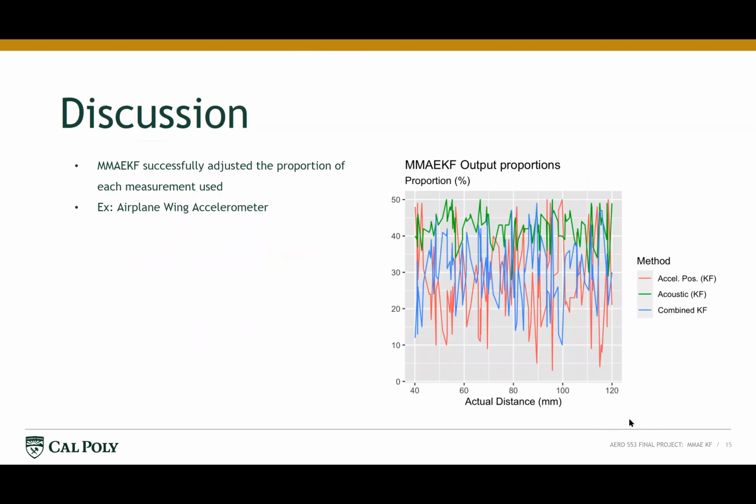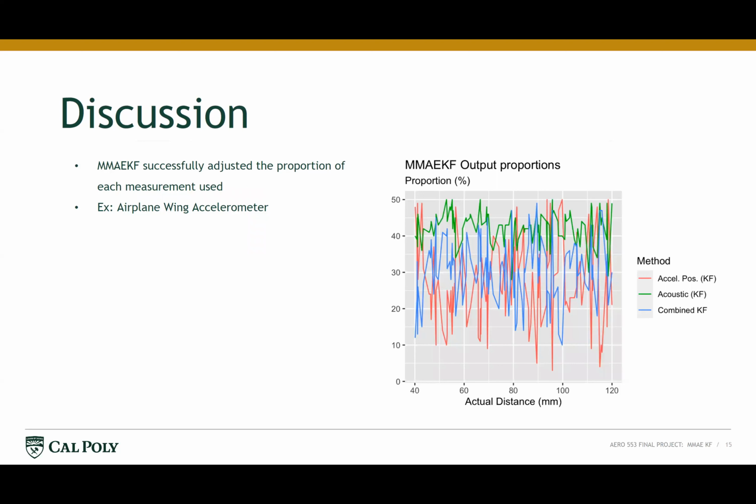So the last plot that we'd like to discuss from our results is the output proportions and how often the MMAE algorithm weights each type of Kalman filter at its different value. So you can see here that it varies, but it's often using upwards of 40% of the acoustic data, which is the green line.